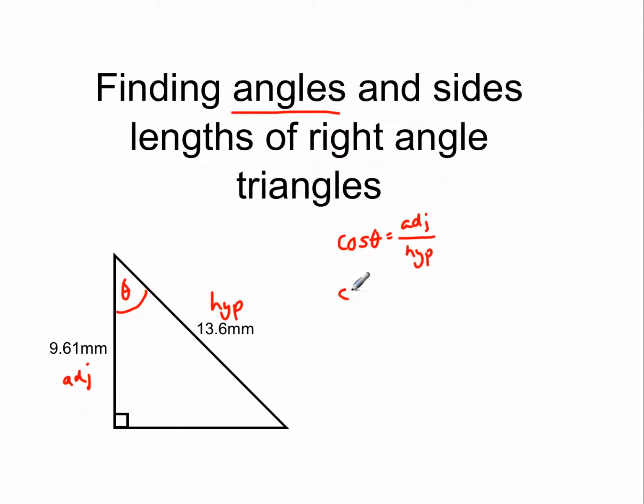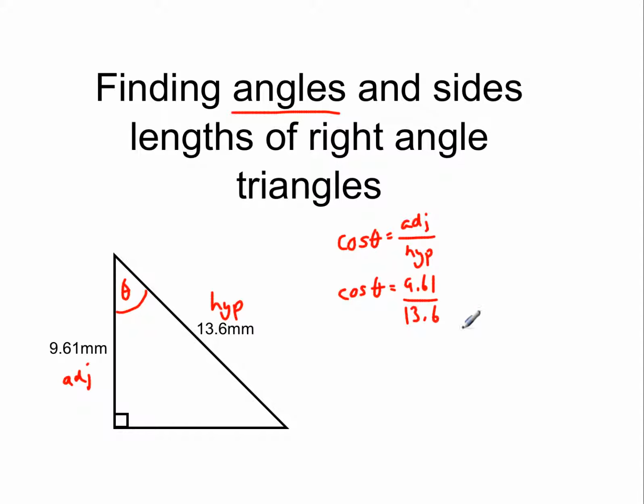So we put in our values. Adjacent 9.61, hypotenuse 13.6, and we're left with a problem. Well, we have 2 out of 3 values in the formula. We should be able to solve for the third, but we have a cosine of theta. How do we handle that?